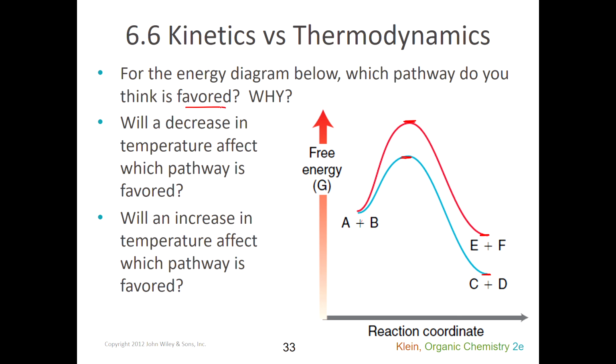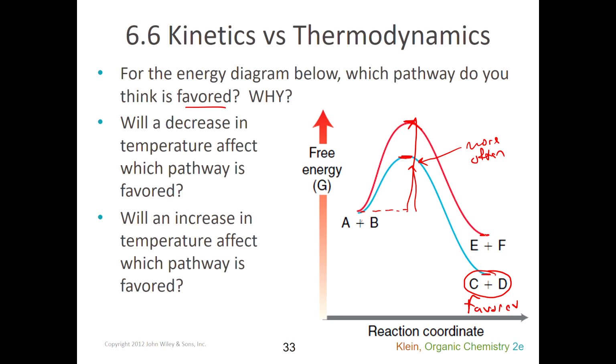So which pathway is favored? Well, the pathway that's favored kinetically in this case is the same as the pathway that's favored thermodynamically. So some reactions just happen more often because they have a lower activation energy. If the activation energy is lower, it'll happen more often. So in this case, the blue pathway happens more often.